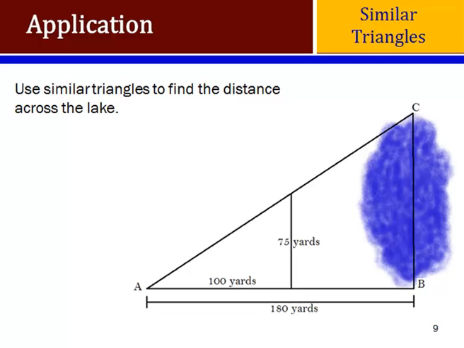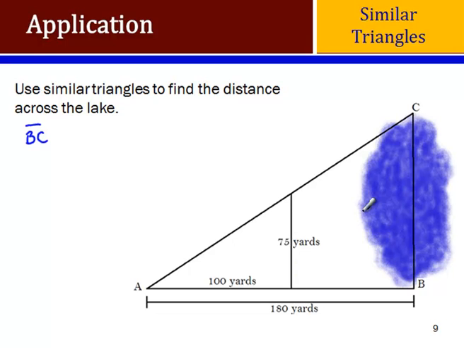Now we're asked to use a similar triangle to solve a problem. We'll use similar triangles to find the distance across the lake. So here's our lake, and we know some of the measurements, but we don't know the measurement from B to C. So we're looking for the length of BC. That's that line segment from B to C.